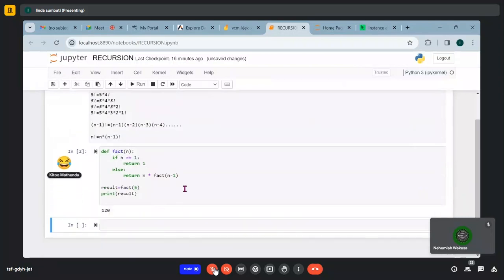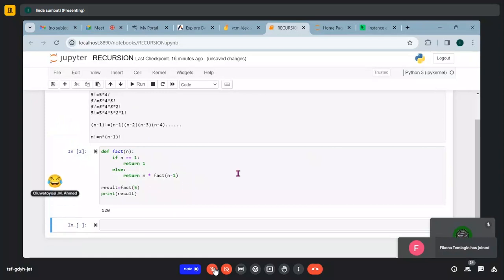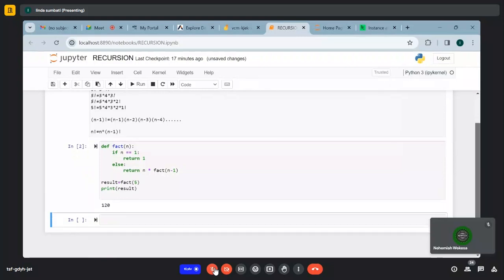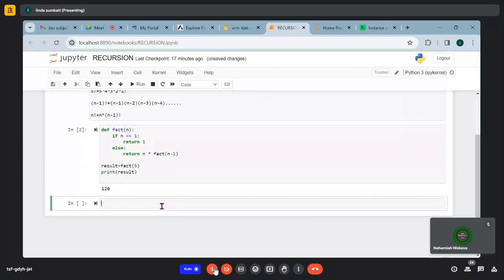So you see, the factorial of 5 is usually 120. So what happens is that this function keeps on calling itself until it reaches 1. You see? So if you need more explanation, maybe you can tell me to do it on a markdown, or if you're okay, we can continue.